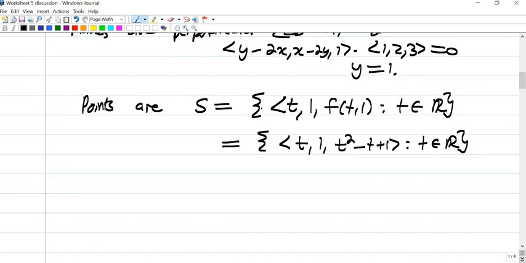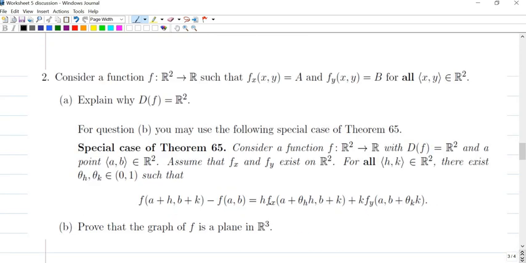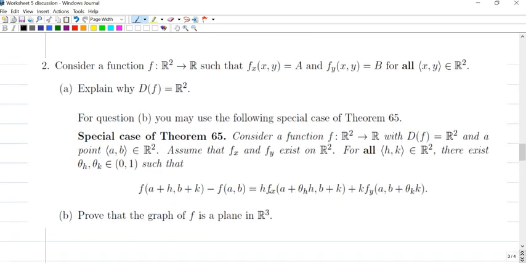Now let's move on to question 2. Question 2 is the following question. Again, we have a function of two variables. f partial x is always a, f partial y is always b. And the question asks, part A, why is the domain of f R squared?